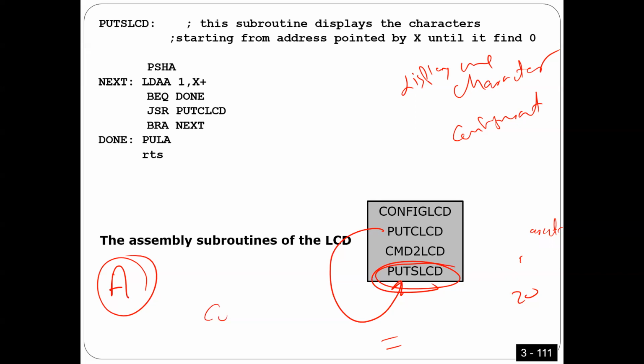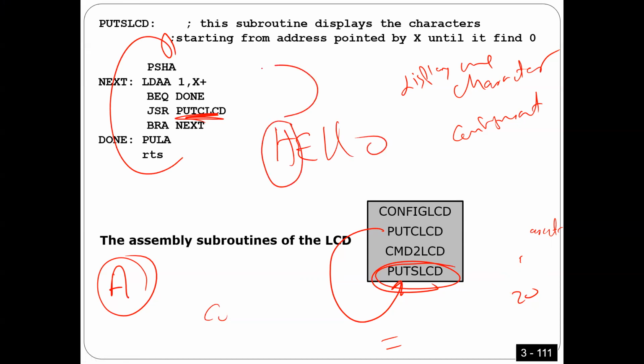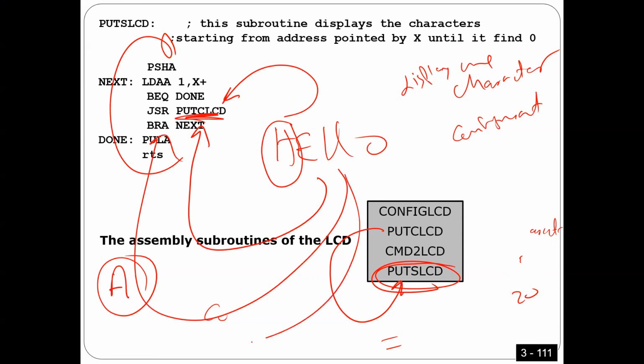So I'm going to explain to you what you can see here. This is put string to LCD. This one is used to display a message. So you can see here inside this one, I'm using put character because any message, for example, if you have a message, something like hello, I'm going to take H and send it to put character LCD to display. And then I'm going to get E, send it to put character LCD to display. And then I'm going to get L, and then O, right? So you will see it right now.